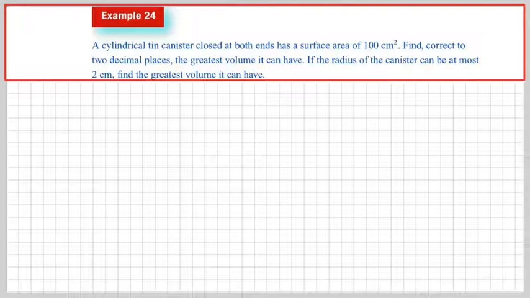Now, what's this? A cylindrical tin canister, closed at both ends. Okie dokie, like a tin can. It has a surface area of 100 square centimetres. So this is a surface area question. Don't confuse it with volume, it's surface area. Find correct to 2 decimal places the greatest volume it can have, if the radius of the canister can be at most 2 centimetres.